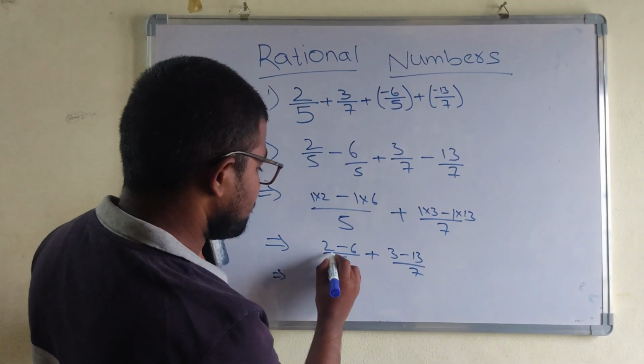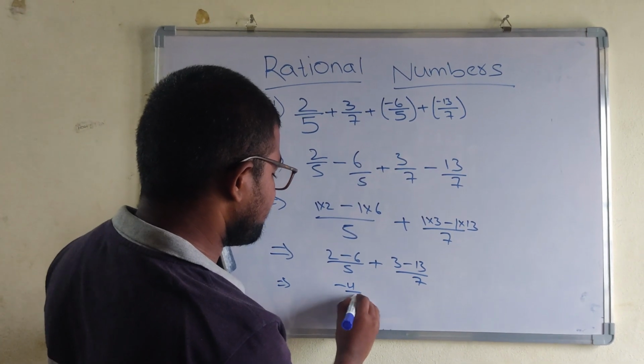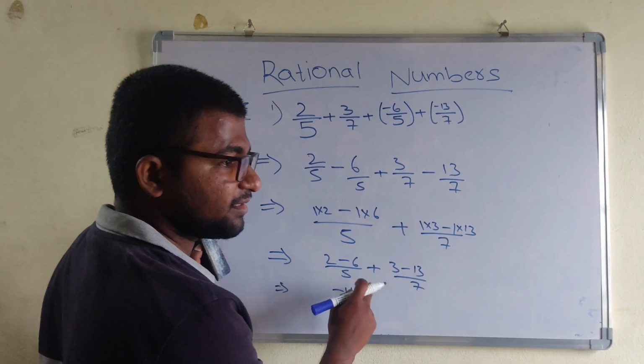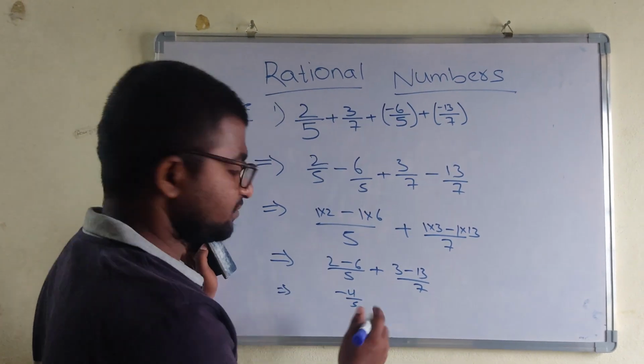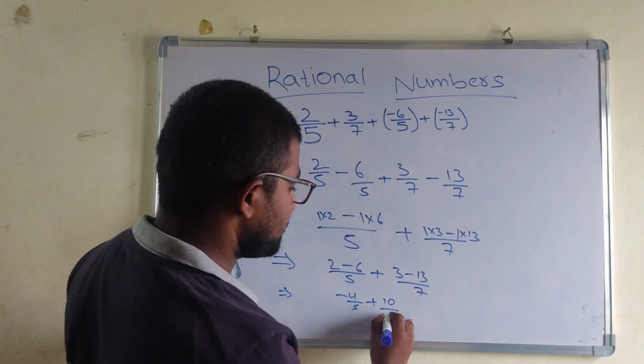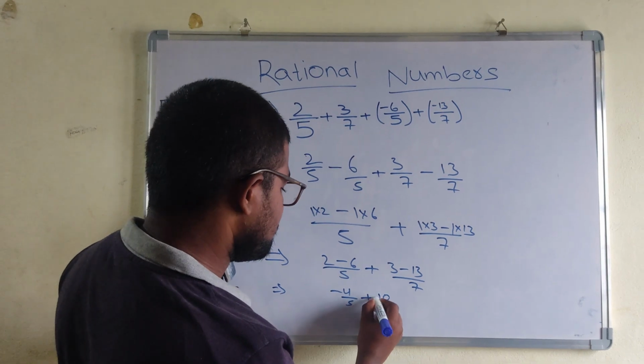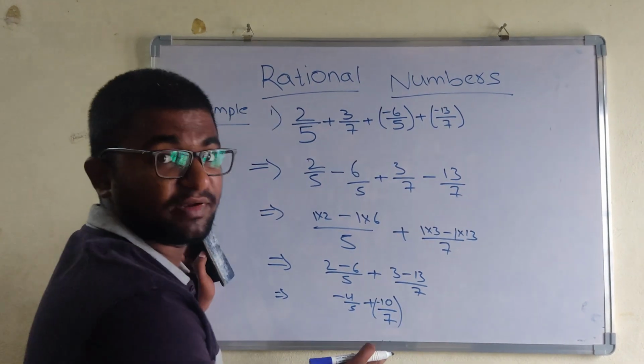What is the subtraction of 2 minus 6? That is minus 4 by 5, because the sign of the higher number comes to the result. Plus minus 10 by 7. That is minus 10 by 7.